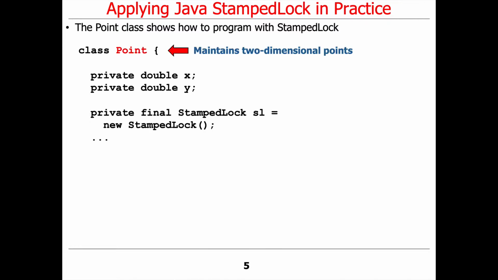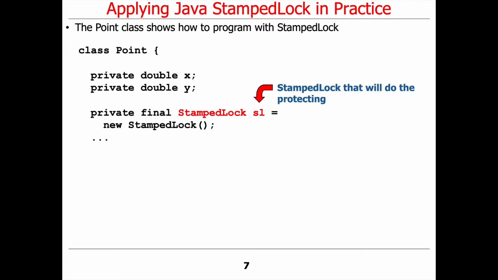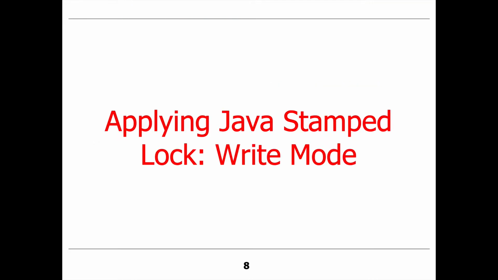Point is a class that maintains two-dimensional points. It's got a pair of doubles for x and y, which corresponds to the state that must be protected by a StampedLock. And here we have the StampedLock itself that will do the protecting for fields x and y. We'll start by taking a look at applying Java StampedLock in writing mode.